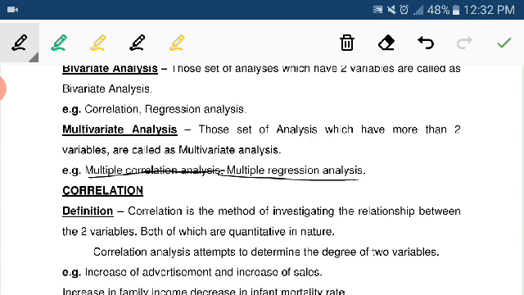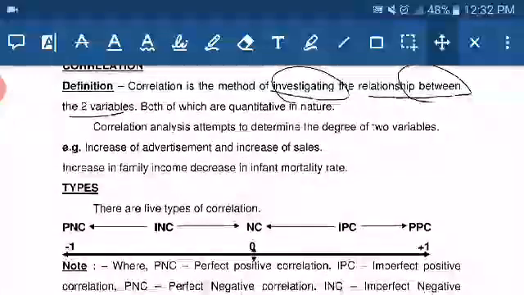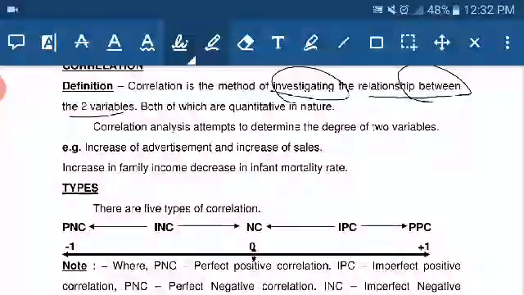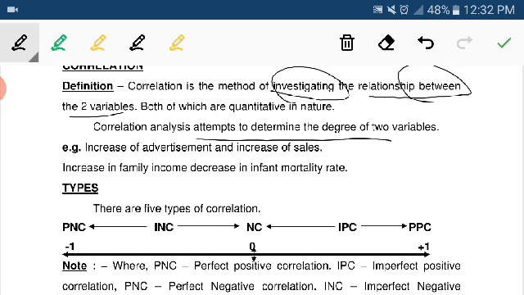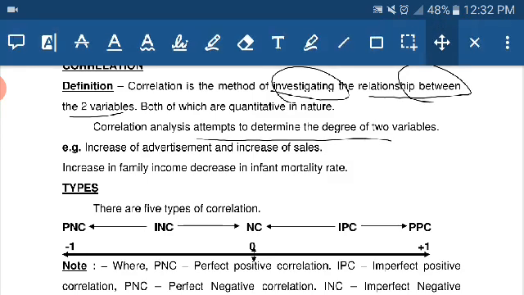Correlation is the method of investigating the relationship between two variables, both of which are quantitative in nature. Correlation analysis attempts to determine the degree of relationship between two variables. Example: increase in advertisement and increase in sales, increase in family income and decrease in the mortality rate.